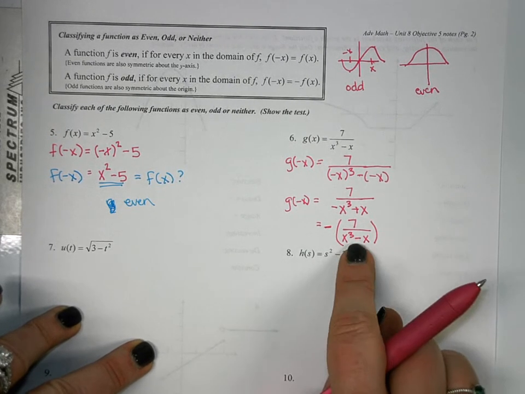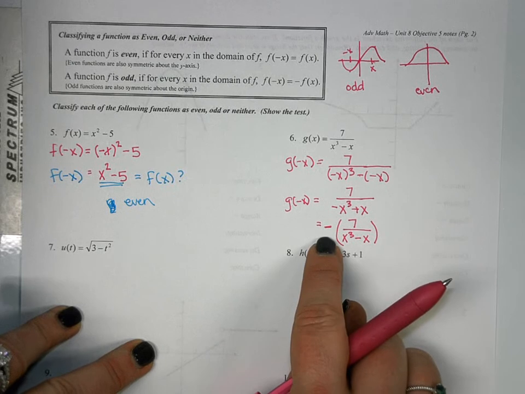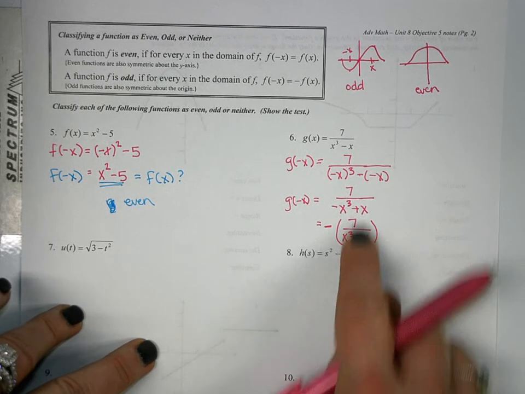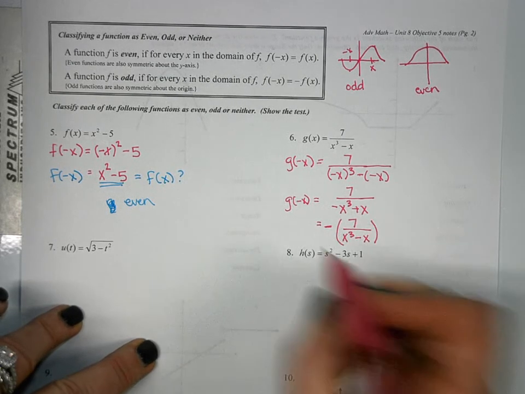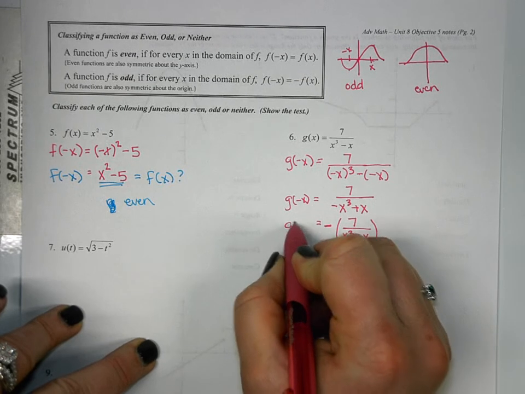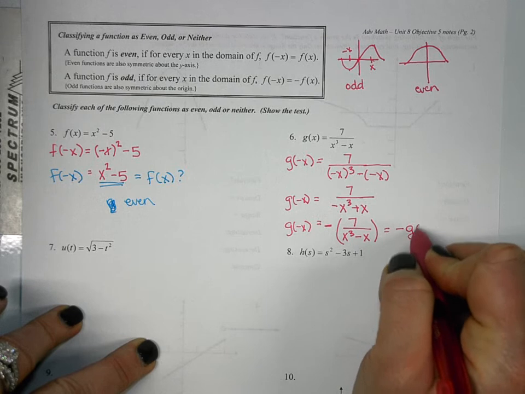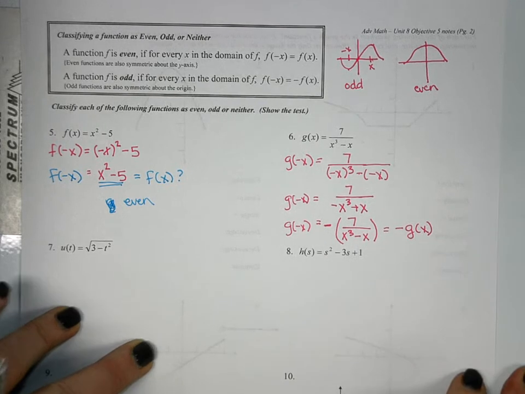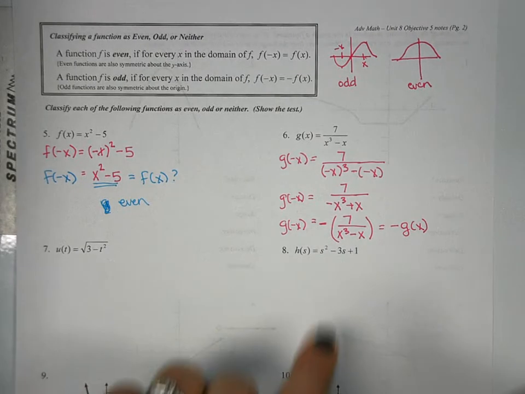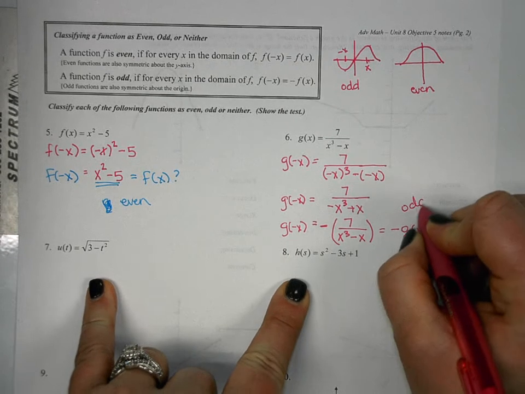So this, what's in parentheses now, that we've taken out a negative, that now matches, that's by definition of odd. Because g of negative x equals negative of our original function. So that's what makes this one odd.